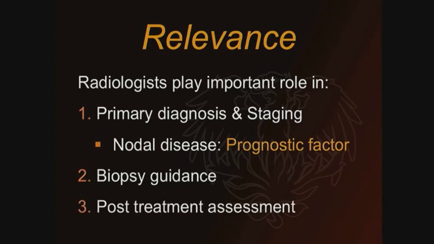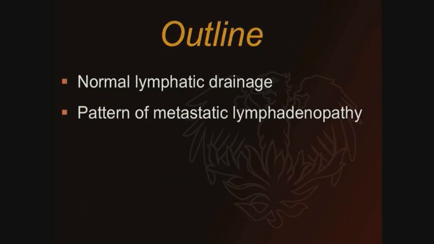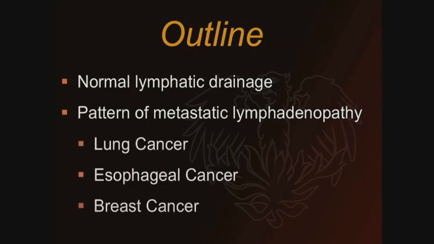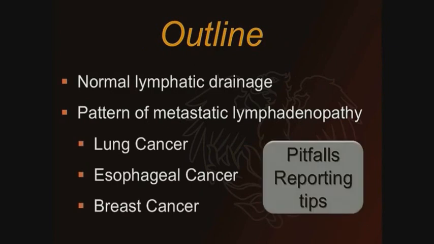And of course, as therapies evolve, we see more patients surviving, and we get to follow them up, and the restaging of these patients in cases of recurrent disease also becomes important. So with this, I'm going to address the normal lymphatic drainage pathways of different organs in the chest, mainly as they become relevant for staging purposes in lung cancer, esophageal cancer, and breast cancer, mostly emphasizing some diagnostic pitfalls, some ways to work around those pitfalls, and some reporting tips.